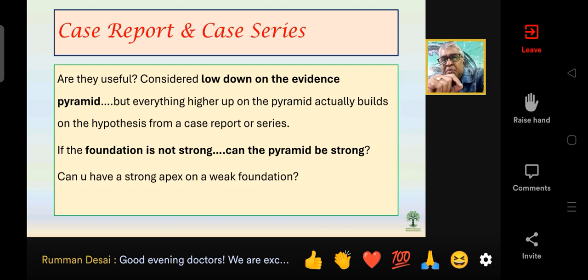Now, the case report and the case series are something that every clinician who sees a patient, everyone who sees an image, everyone who deals with a sample can actually engage in. There comes a time when you see something new, in a series of people. And that is something that you can then take to yourself. This is something that can be done by every clinician.